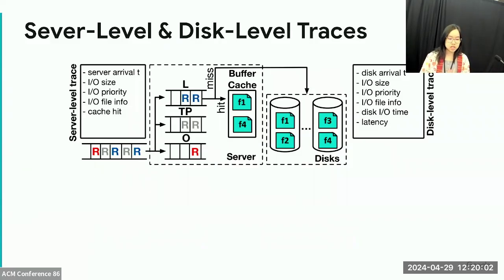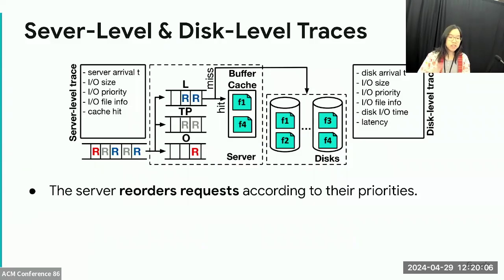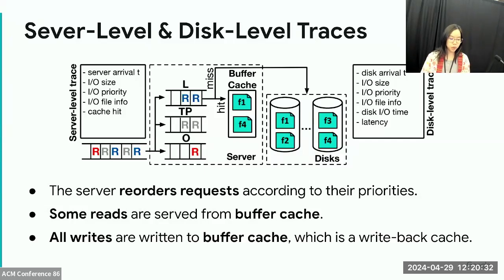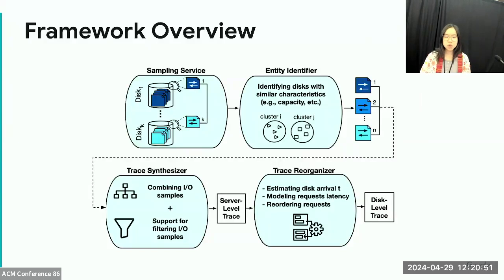If you look at what happens in the storage server, it does multiple things. One of the important things it does is that it may reorder requests according to the priority of the request, which means that the order of the requests observed by the disk might not be the same as at the server. So we have to take care of this. Second, the server has a buffer cache, meaning that some of the reads may be served from the buffer cache and only misses will get forwarded to the disk. Third, all of the write operations will first get written to the buffer cache, and eventually get written to the disk in a batch at a later time. So we built a minimalistic server simulator that captures these behaviors in order to synthesize the disk arrival time of the request and the end-to-end latency of the request based on the ordering and the queuing.